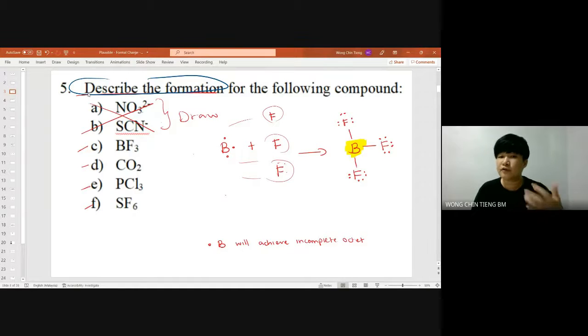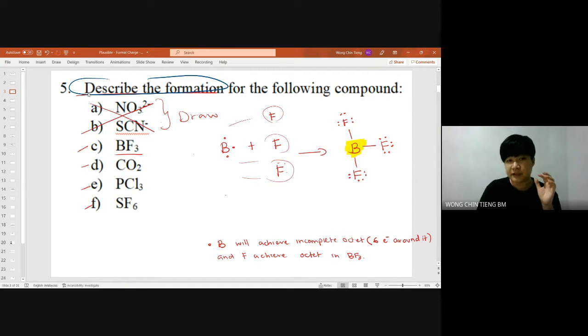Okay, and you need to prove that incomplete octet. Nak senang, tak payah ayat hebat-hebat pun sayang. 6 electron around it. That's it. Saya tak nak pun ayat hebat-hebat. Whenever you say incomplete octet, bracket 6 electron around it. Okay? And the same thing, fluorine akan kekal octet. And fluorine achieve octet. Okay? In BF3. Betul?